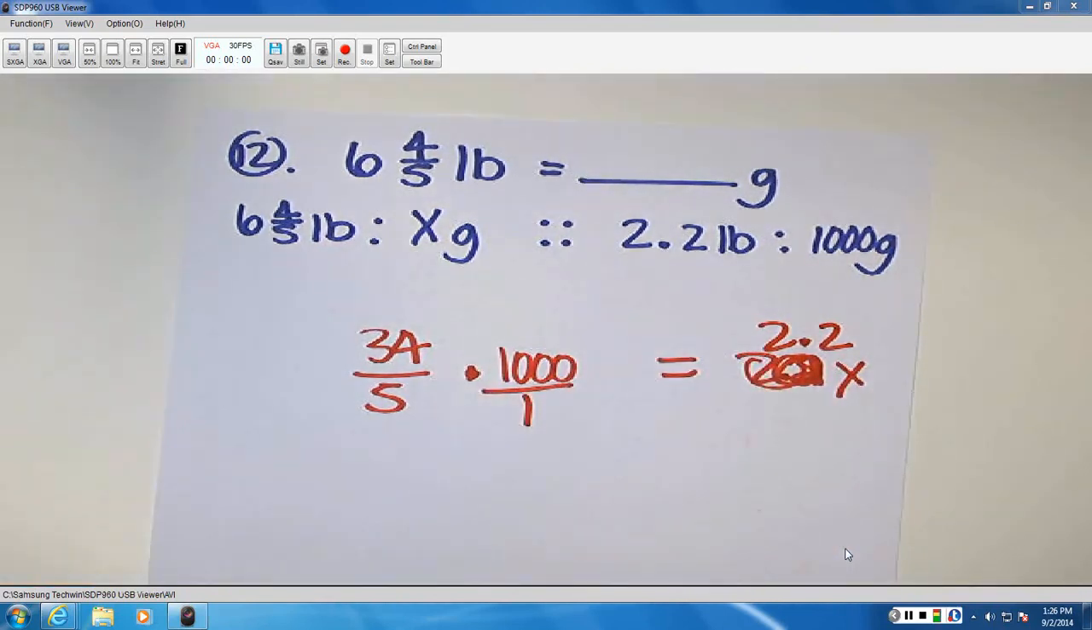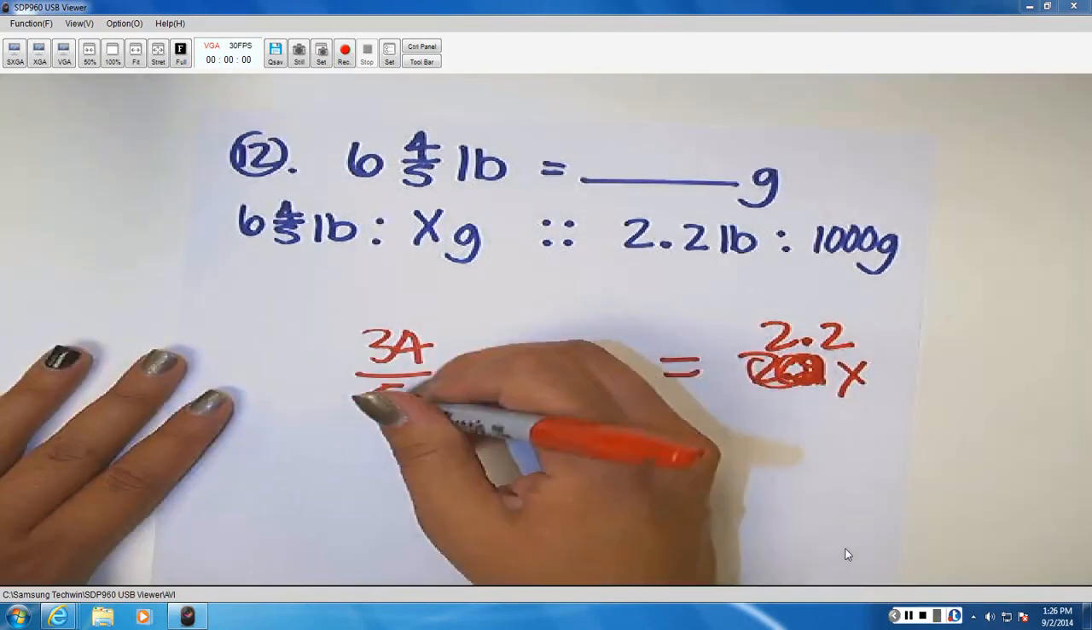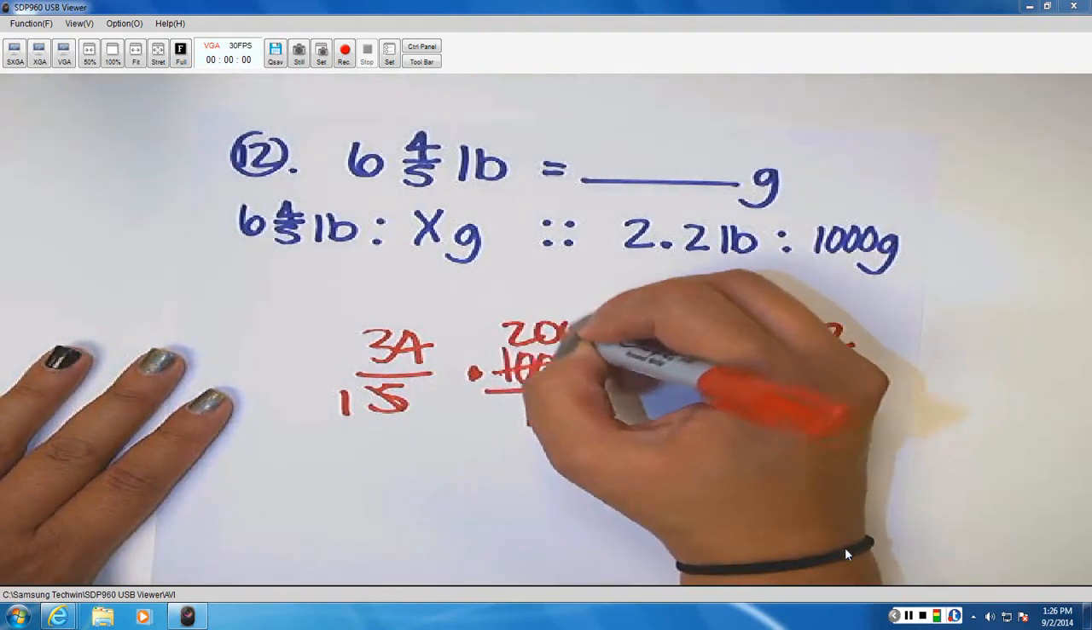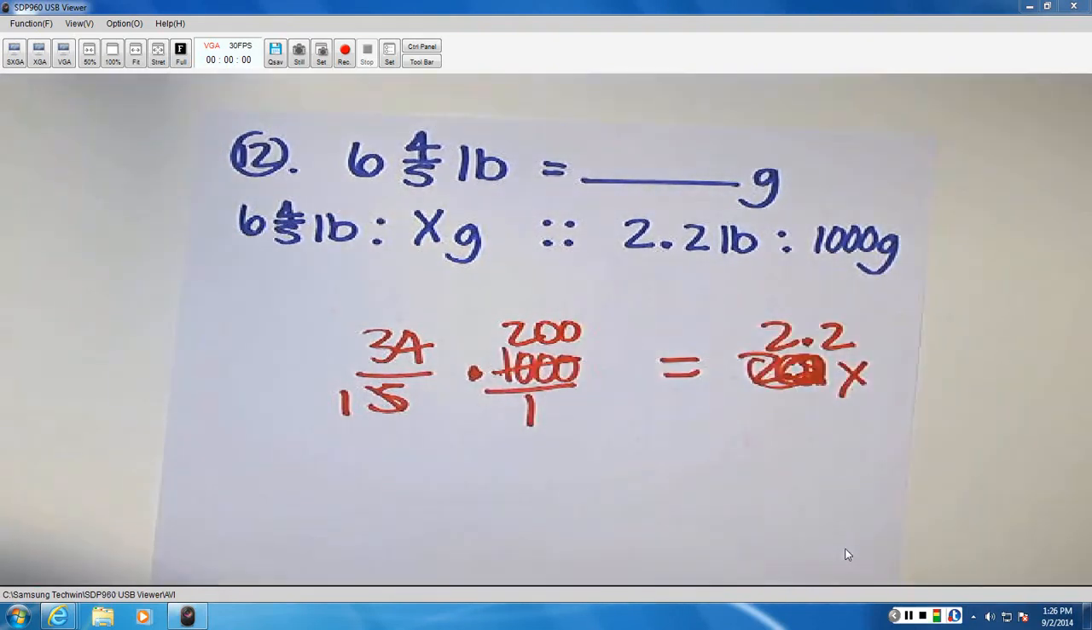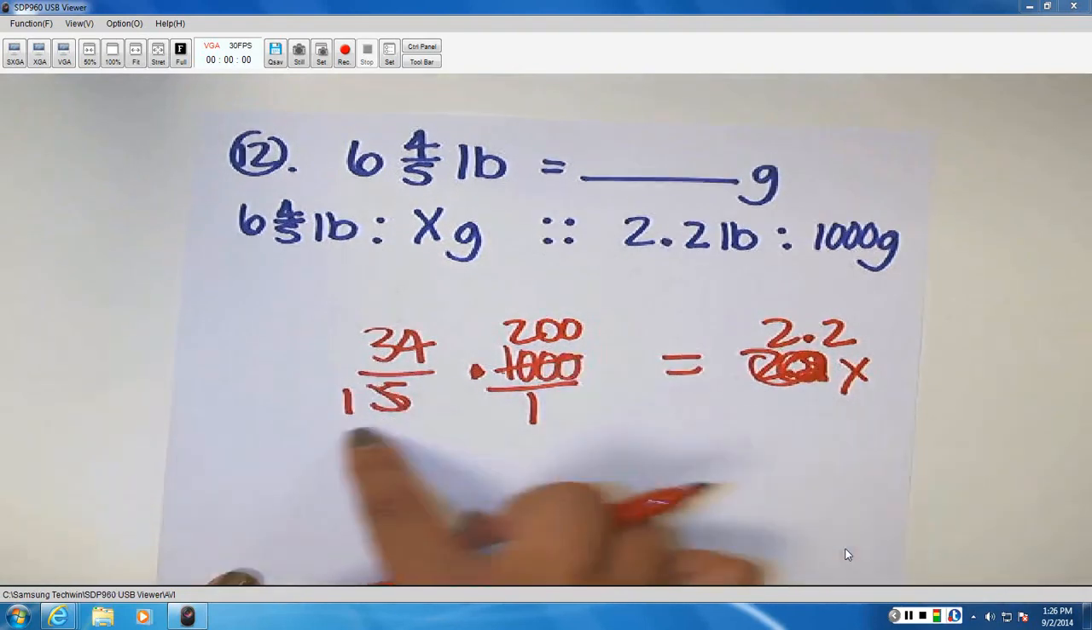So with this one, I know that 5 can go into 1,000 200 times. So that's going to mark out the 5. This one's going to go 200. Now I'm going to multiply 200 by 34. So now I'm just multiplying straight across.